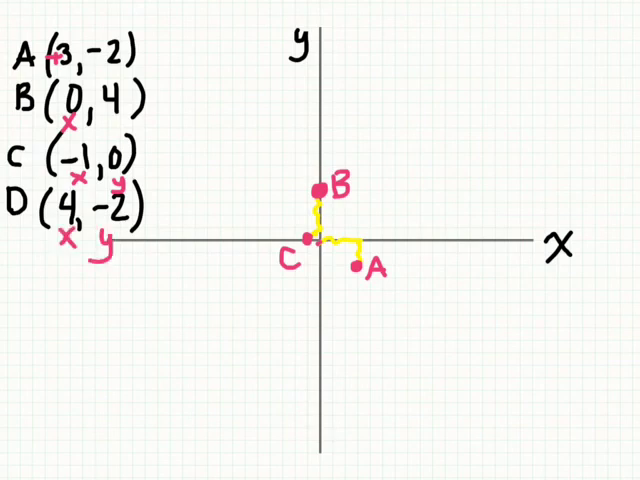For D, we start at 0, move 4 to the right, and then what? Down 2. Why are we moving down 2? Good. So it's going to be right here. I accidentally wrote on it. There's D.